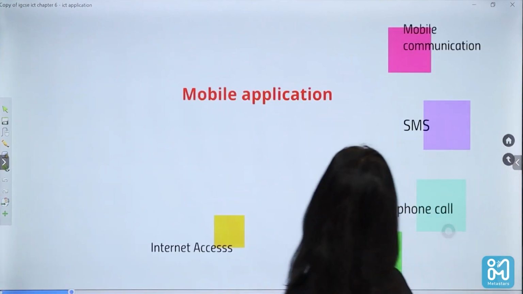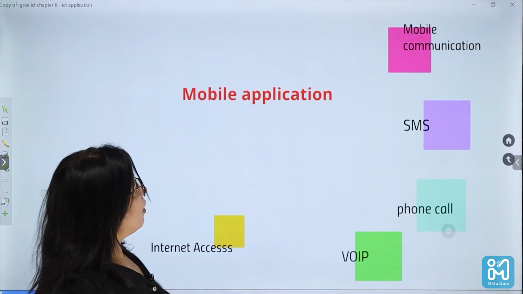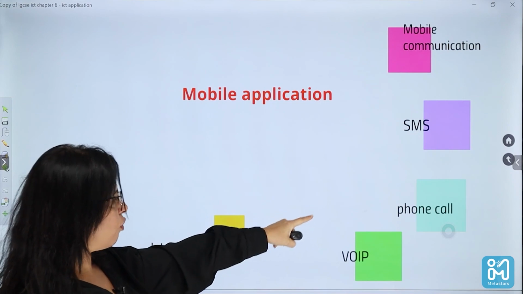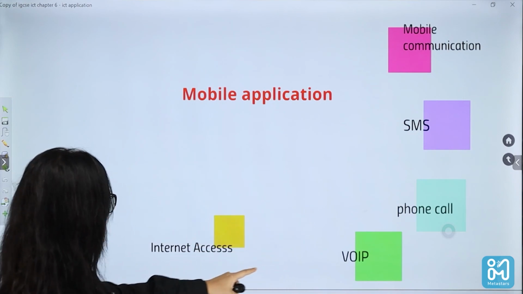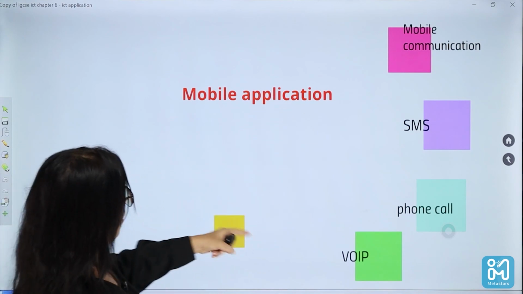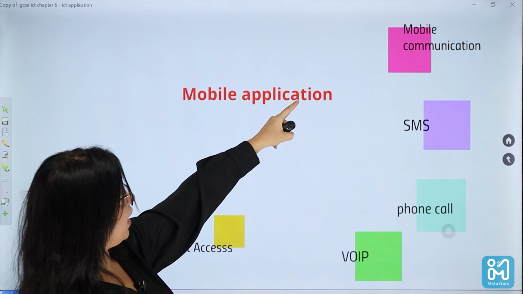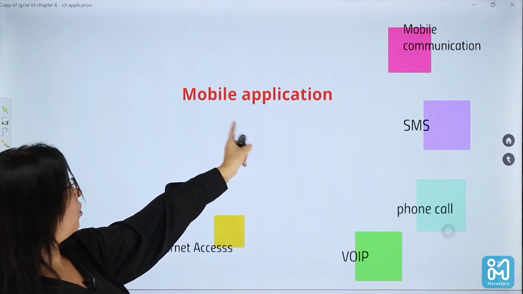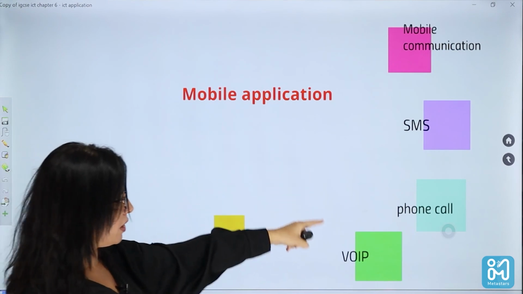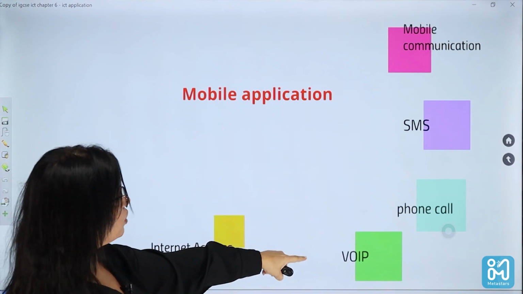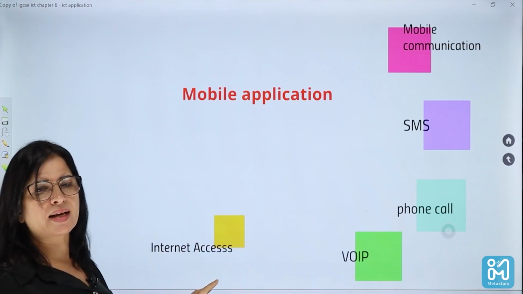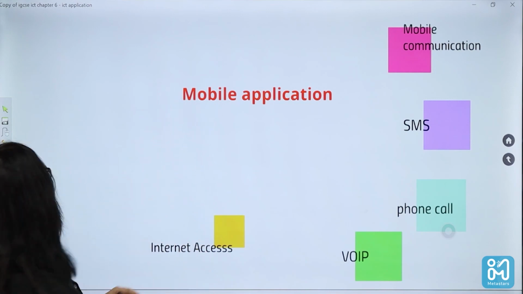Mobile application. We are talking about mobile communication: SMS messages, phone calls, voice over internet protocol, and internet access. Again, you have to know the mobile application. We have mobile communication on the mobile. I can make SMS messages. I can make phone calls. We can use voice over internet protocol instead of traditional phone calls, and I can access the internet. All of those are done by the mobile.